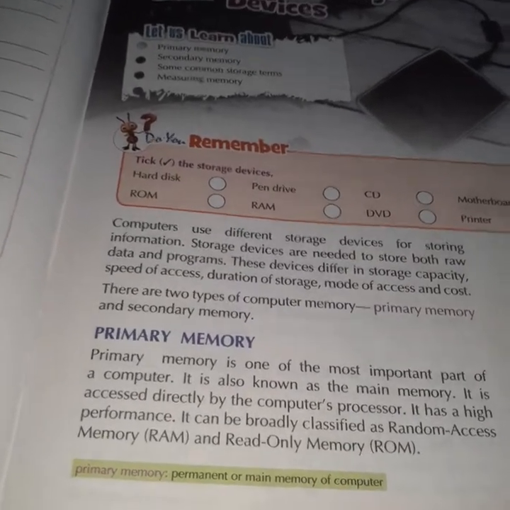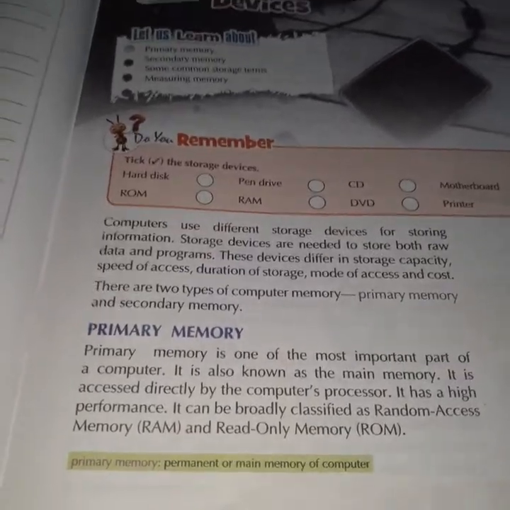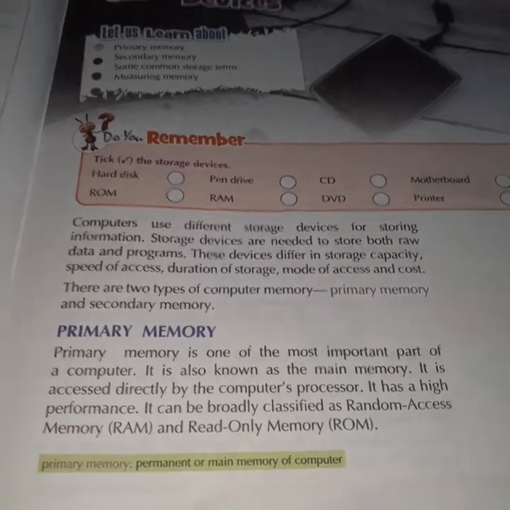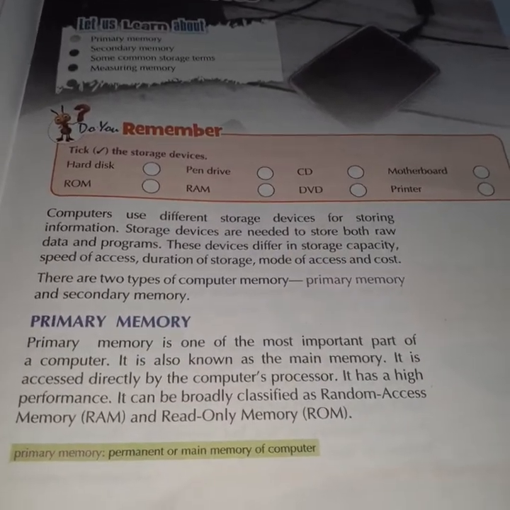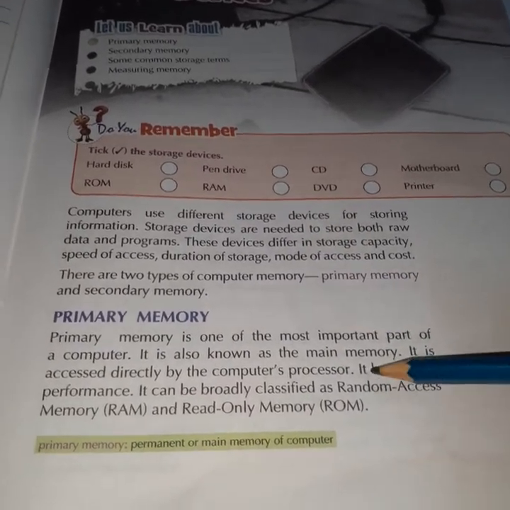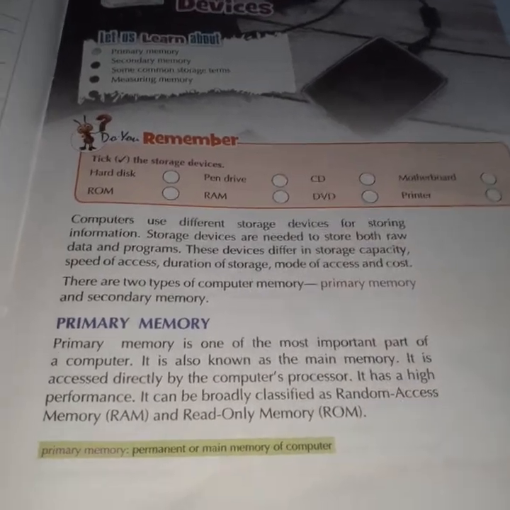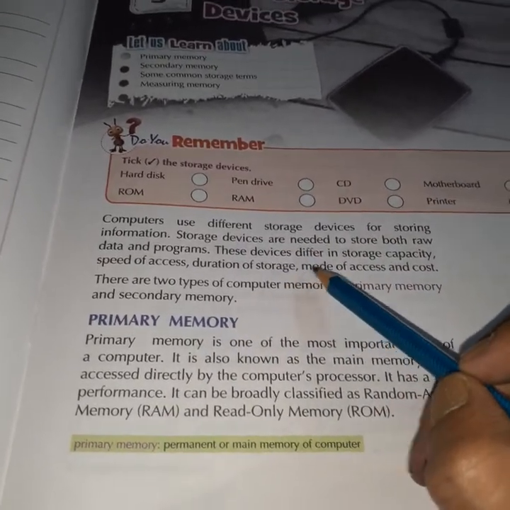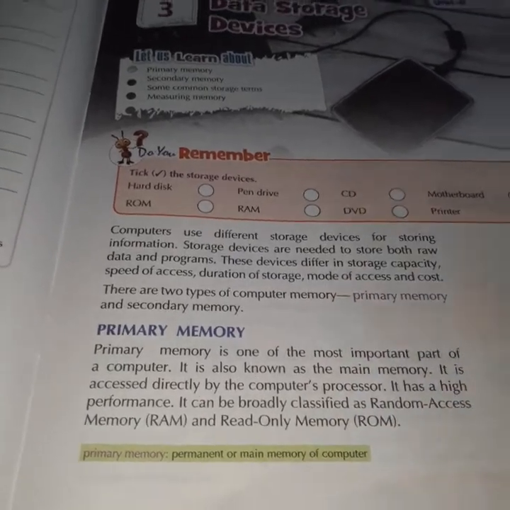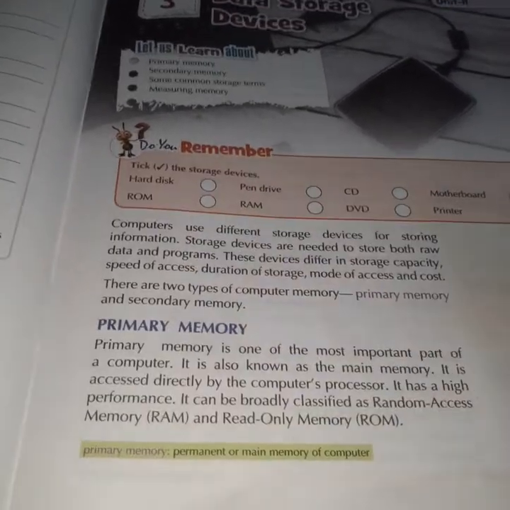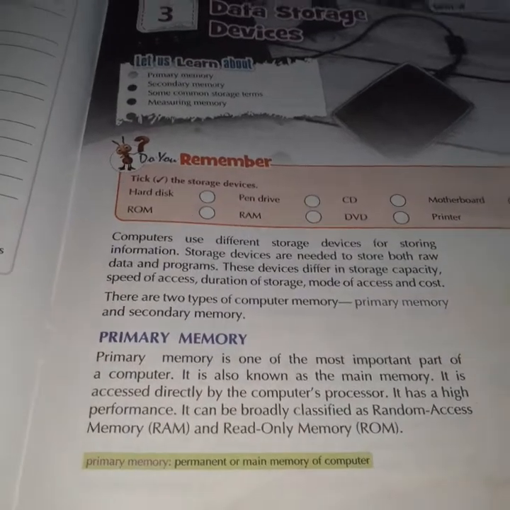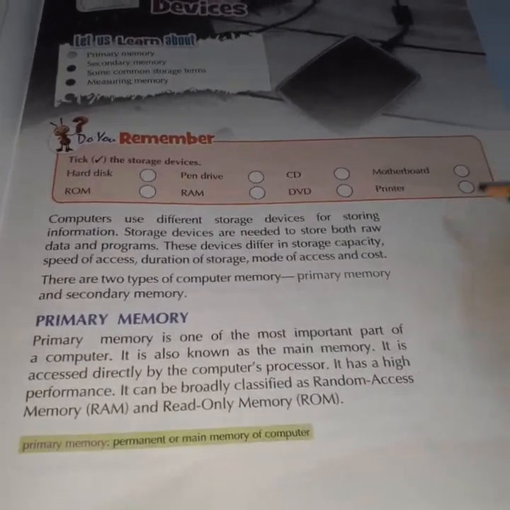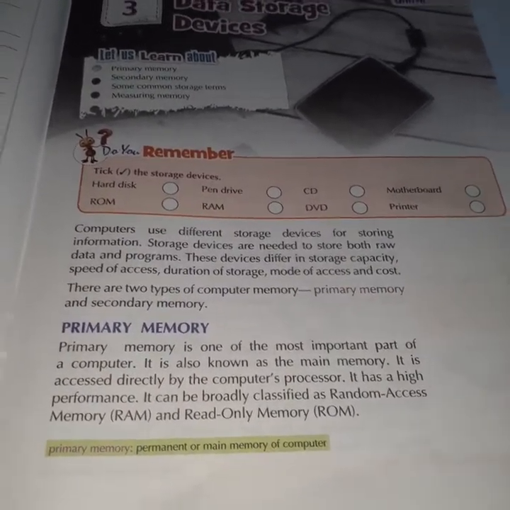These devices differ in storage capacity. Speed of access means their speed varies. Duration of storage: some durations are short and some are very long. Then mode of access and cost.